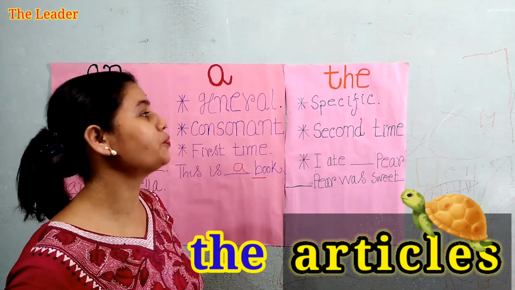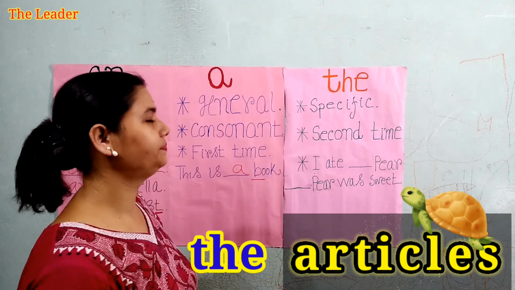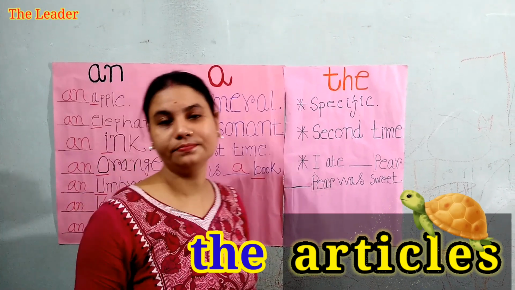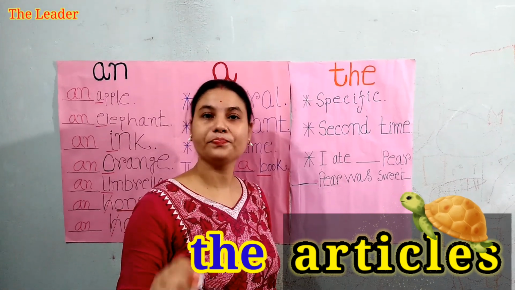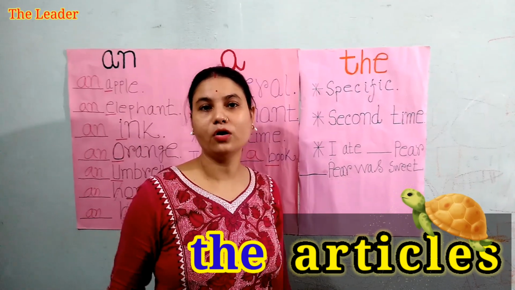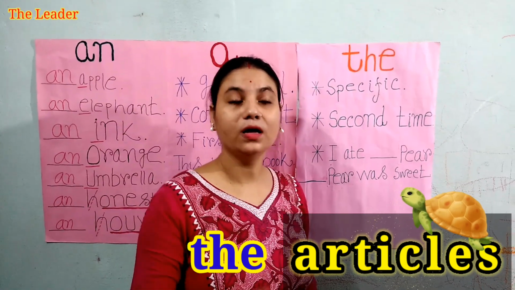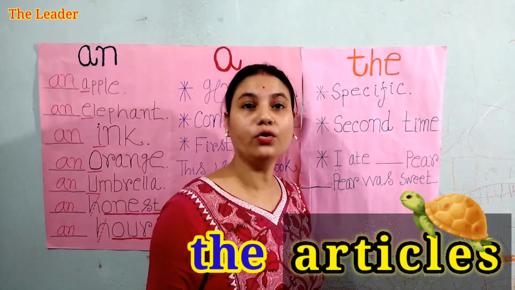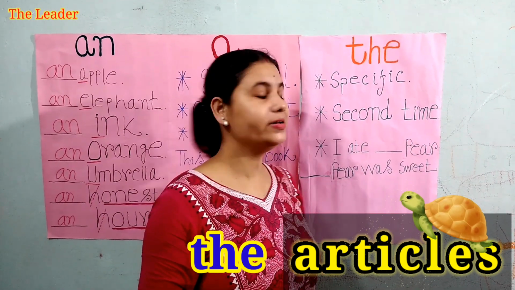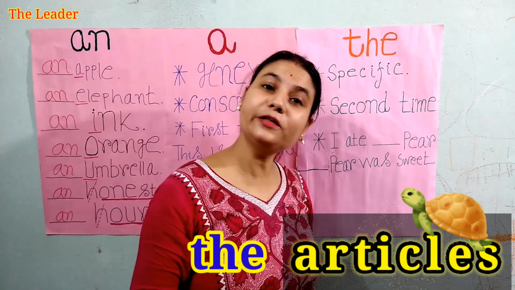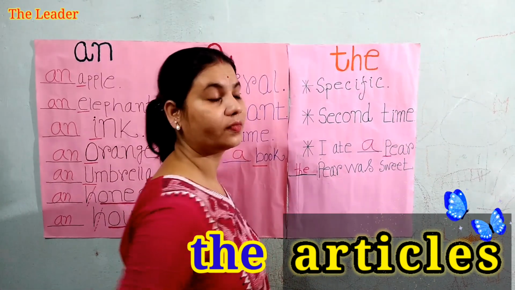We can see the first point, specific. The girl looks beautiful. Here the girl is a specific person. Then we will use the. The girl. Here girl is a specific person. Okay, next point is second time.